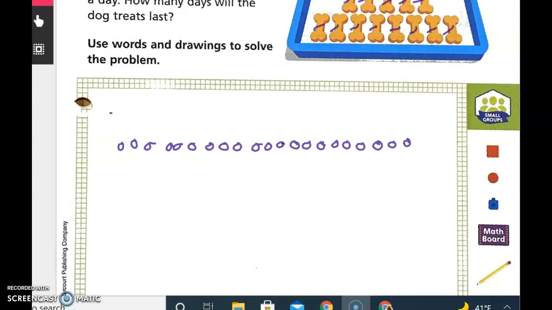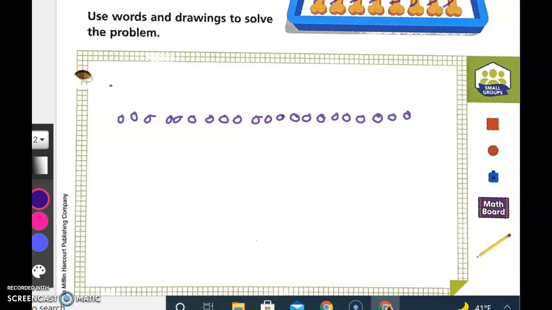Okay, so it wanted to know if they gave their dog 3 treats a day, how many days? So we're going to circle 3 treats and we're going to put day 1. Now, if you didn't draw your drawing big enough, you can just put D-1. Then you need to circle 3 more treats. If you drew your drawing big, you could write it in the circle. That is day 2. Or above it. Then you would circle day 3. Day 4.